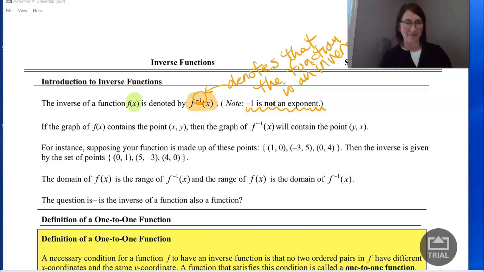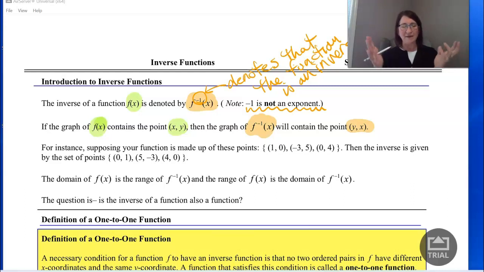So if we've got a graph f of x, and that graph f of x contains the point xy, well, the inverse of that function is going to contain the point yx. So what happens is those ordered pairs in the inverse switch order. The numbers inside of them switch. That's what happens with the inverse. Well, that's pretty cool. Okay, so let's kind of explore this a little bit.